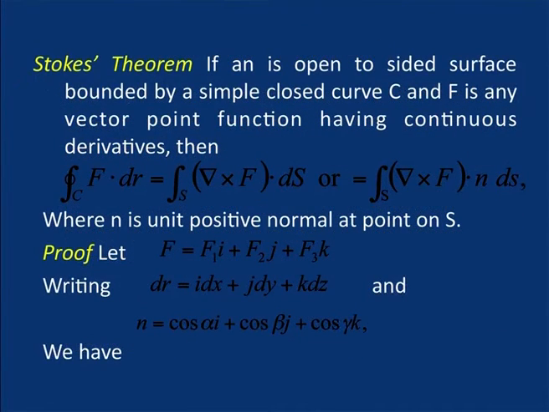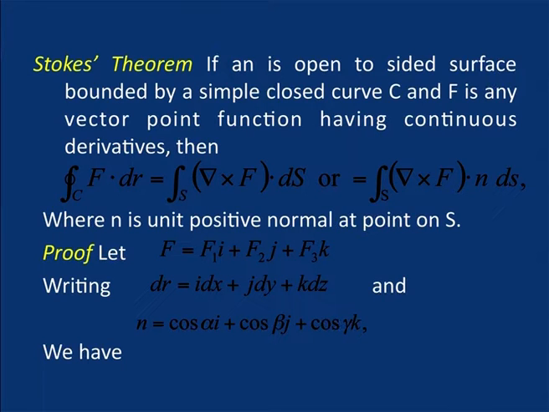The statement of the theorem is: if S is an open two-sided surface bounded by the simple closed curve C, and f is any vector point function having continuous derivatives, then the line integral of f dot dr is equal to the surface integral of curl f dot ds, or the double integral over the surface S of curl f dot n cap ds, where n cap is the outward going normal vector of the surface.